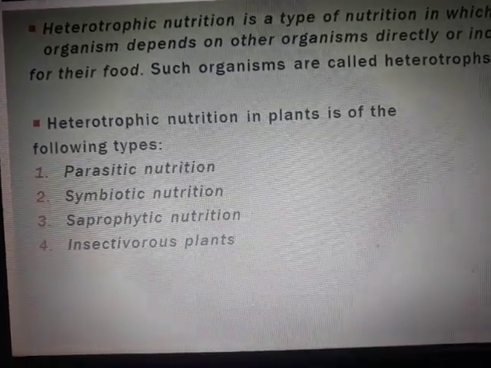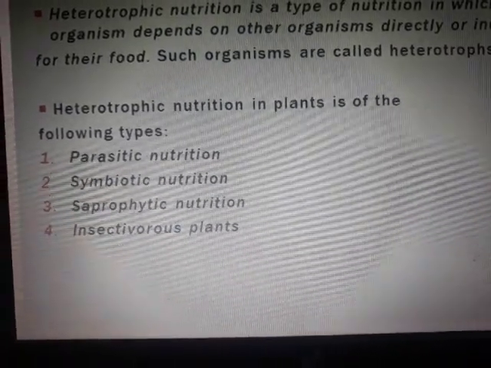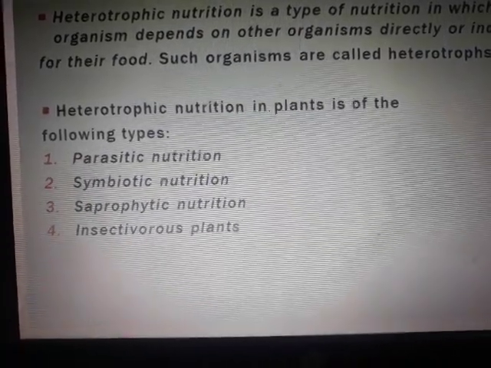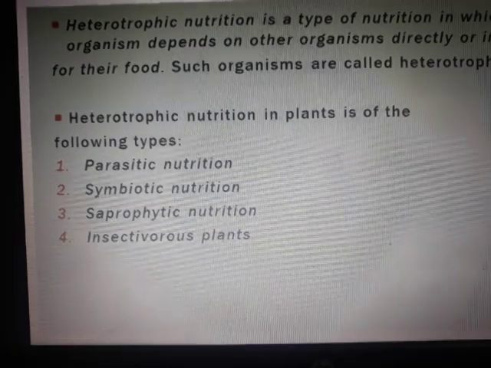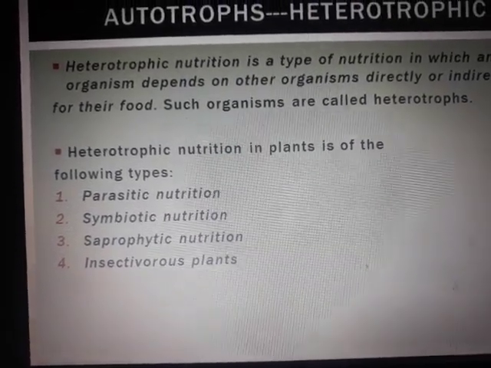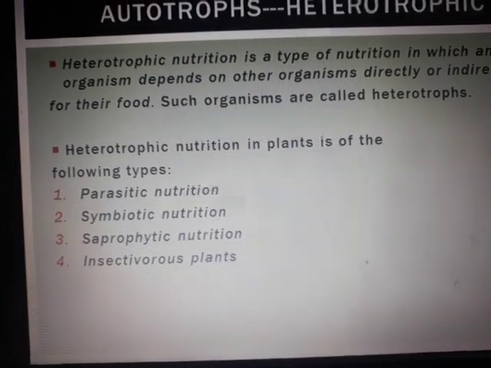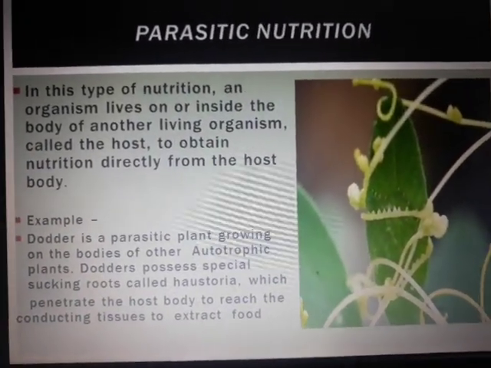Now, heterotrophic nutrition in plants is of the following types: parasitic nutrition, symbiotic nutrition, saprophytic nutrition, and insectivorous plants. Okay, so these are the types of organisms that derive their food in various forms. Let us see. First is parasitic nutrition.